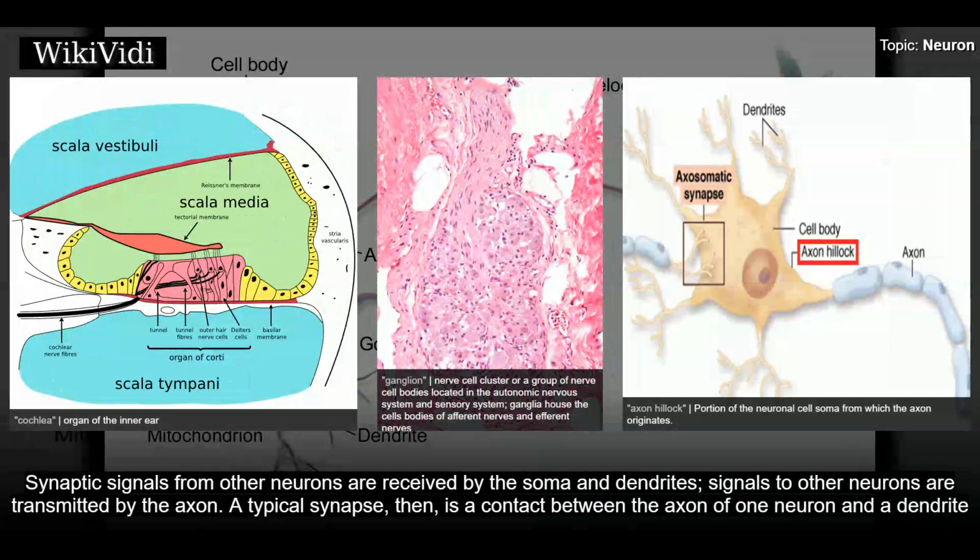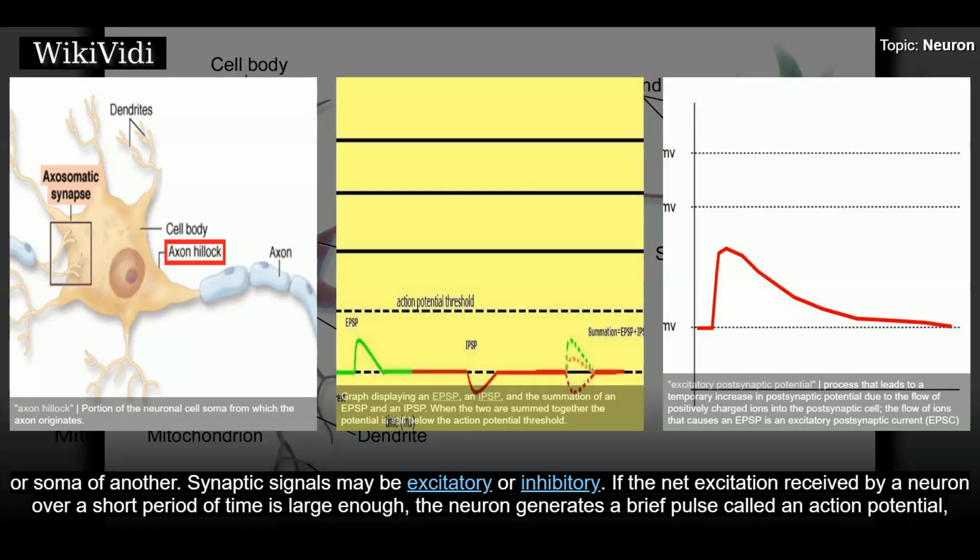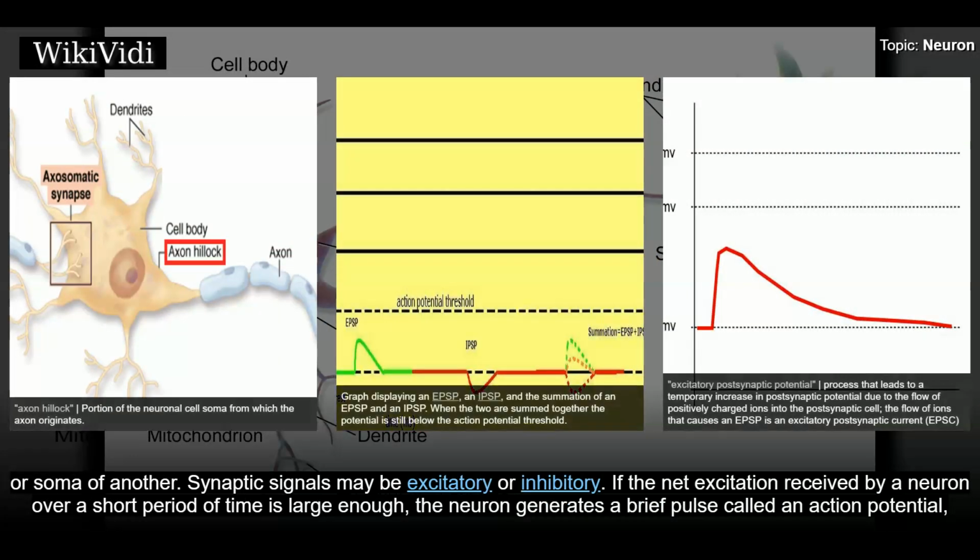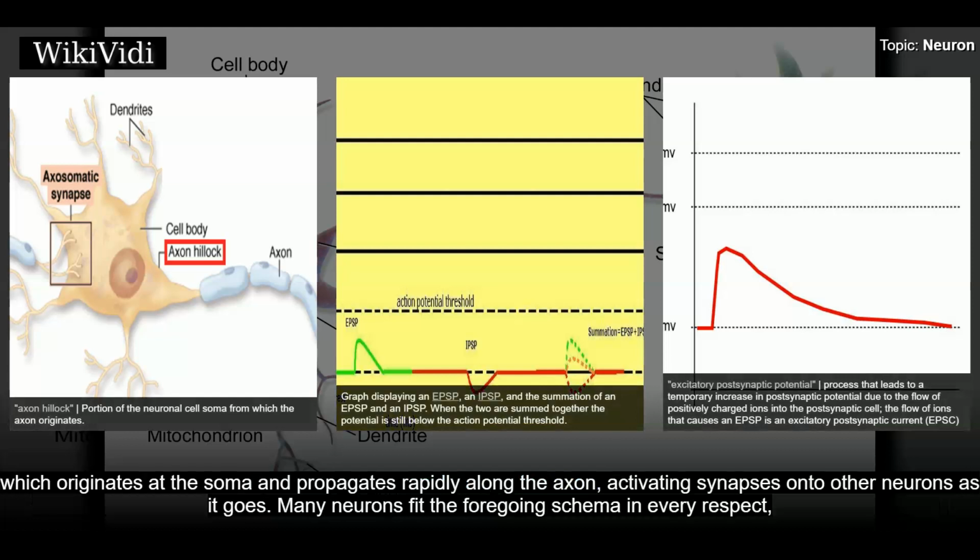A typical synapse, then, is a contact between the axon of one neuron and a dendrite or soma of another. Synaptic signals may be excitatory or inhibitory. If the net excitation received by a neuron over a short period of time is large enough, the neuron generates a brief pulse called an action potential, which originates at the soma and propagates rapidly along the axon, activating synapses onto other neurons as it goes.